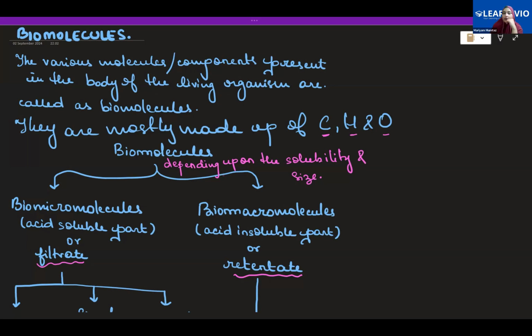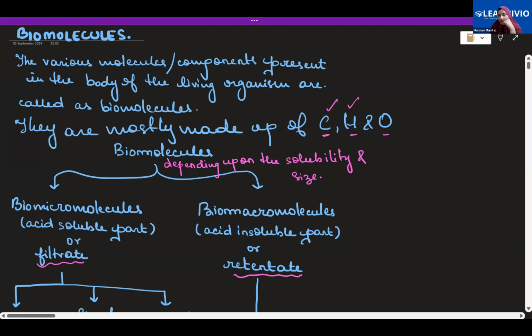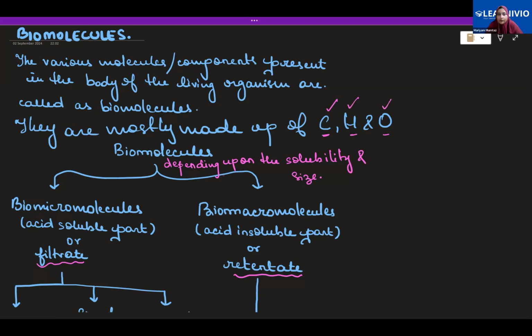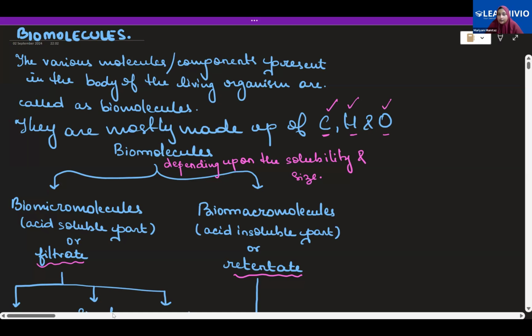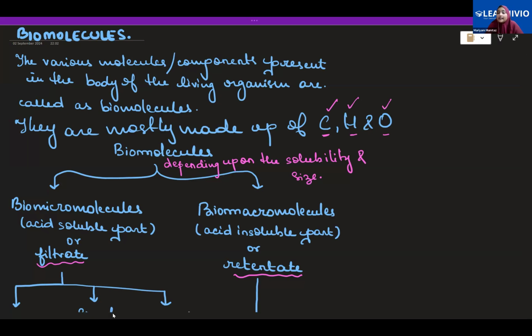Mostly, what are the constituents? There is carbon, hydrogen, oxygen, the basic ones. Other than these, there are many more also, but these are the basic elements that the biomolecules are made up of. Now, the biomolecules, depending upon their solubility, depending upon their size, are of two types. There is bio-micromolecules and then there is bio-macromolecules.